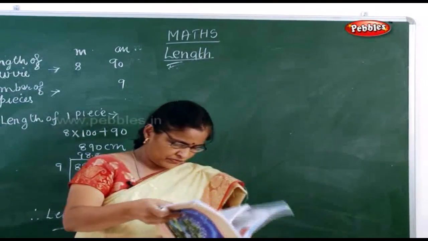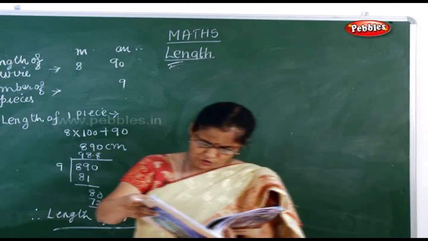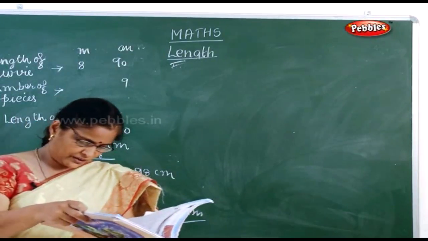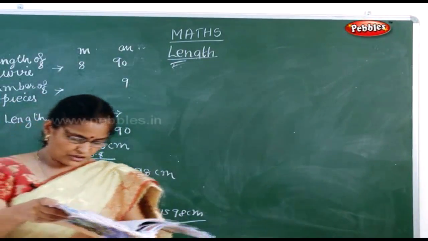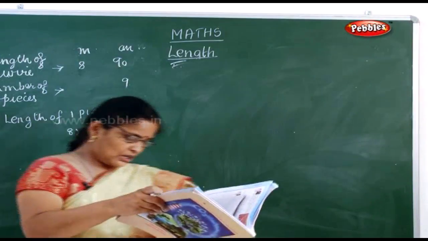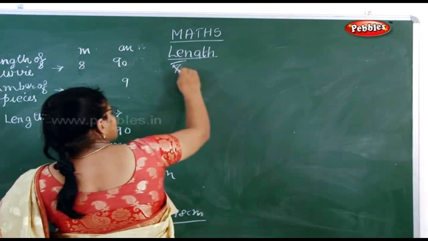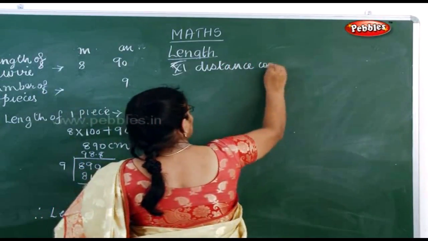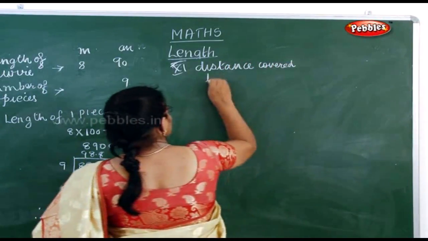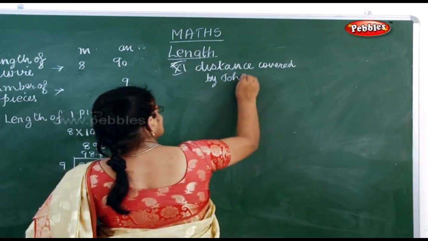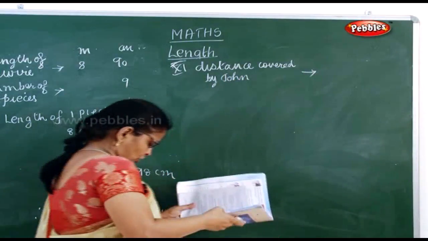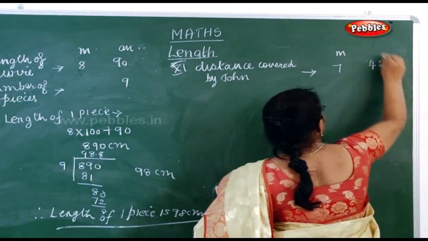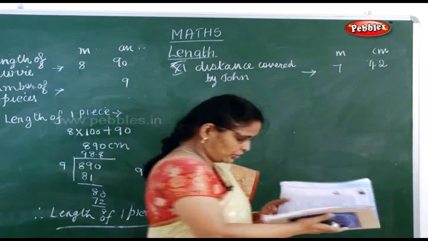See your next sum. John runs along the boundary of ground covering 7 meter and 42 centimeter in a week. So now what he did, John, in a ground, he was covering 7 meter. So what is the distance covered? I think it's 11th question. What is the distance covered by John? It is 7 meter and 42 centimeter.